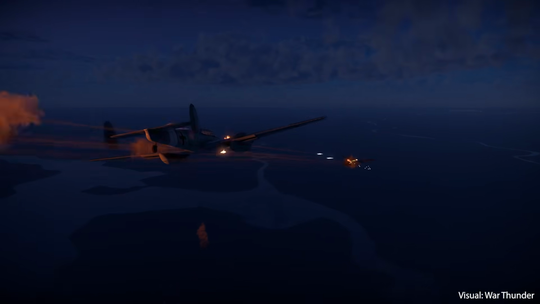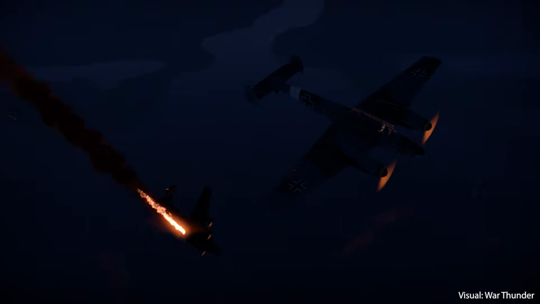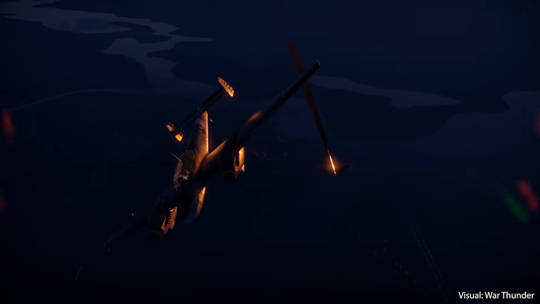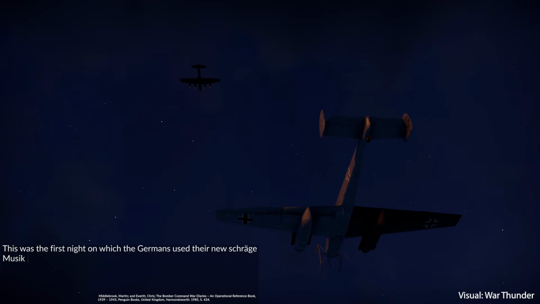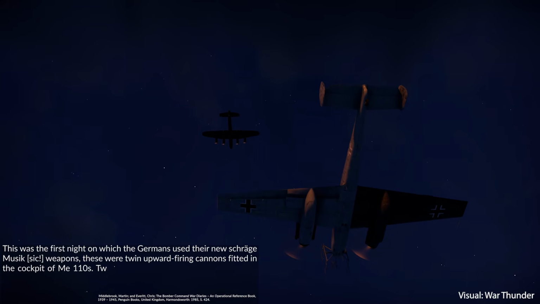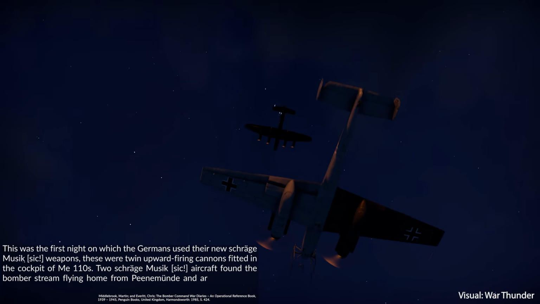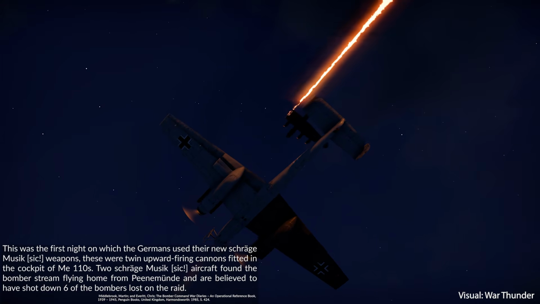The raid on the 17th to 18th of August 1943 on Peenemünde is commonly regarded as the first operational combat trial of Schräge Musik. This was the first night on which the Germans used their new Schräge Musik weapons. These were twin upward-firing cannons fitted in the cockpit of the Me-110s. Two Schräge Musik aircraft found the bomber stream flying home from Peenemünde and are believed to have shot down 6 of the bombers lost on the raid.